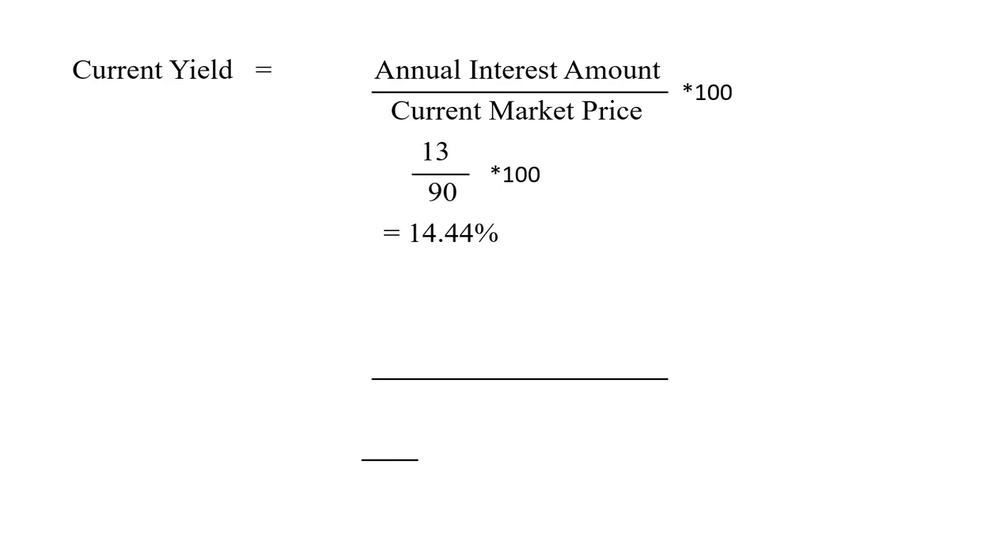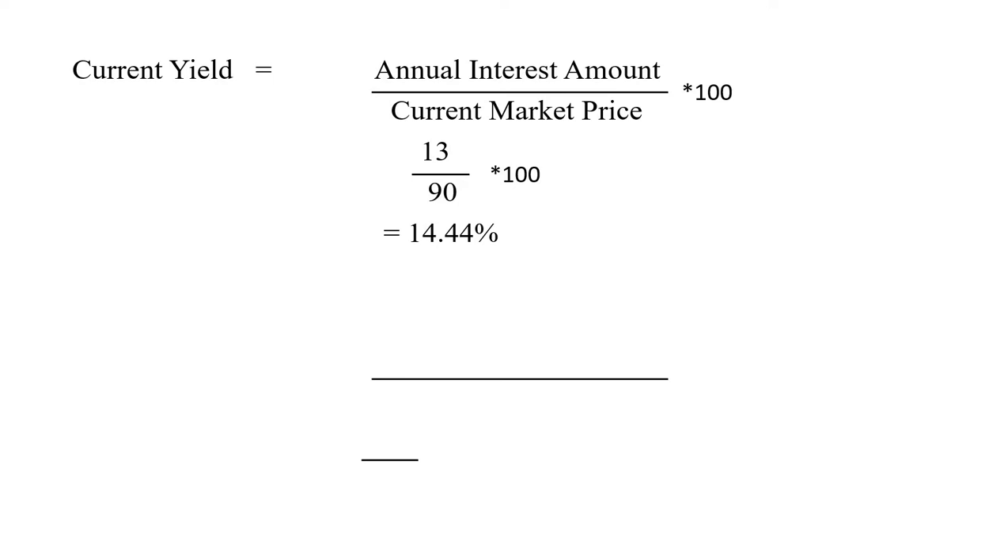So current yield is equal to annual interest amount divided by current market price into 100. Just now we calculated annual interest amount. How much is it? 13, correct? Divided by current market price. How much is it? 90. So into 100, we got the answer as 14.44%. So this is nothing but your current yield.